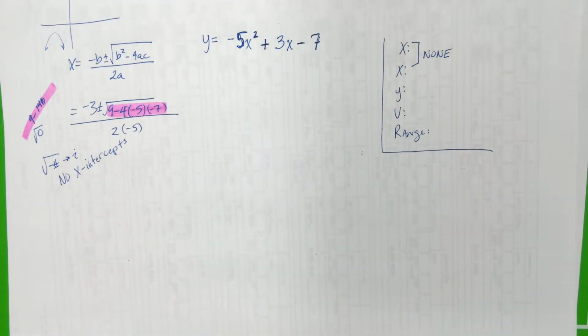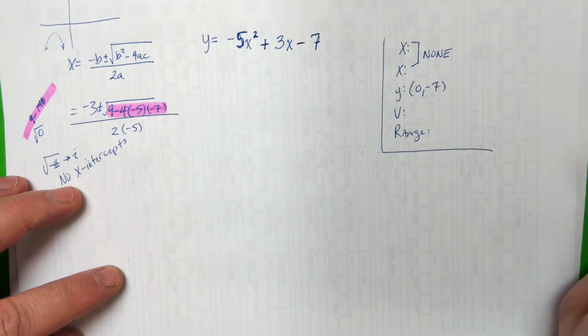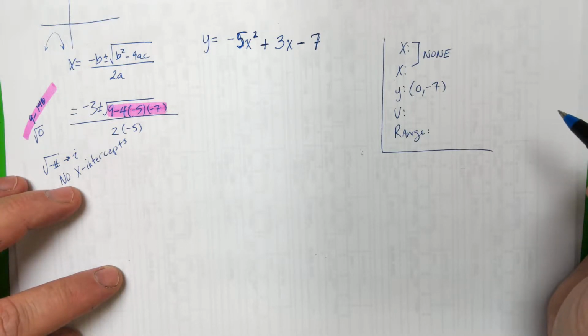Okay. Let's find the y-intercept. Would you guys agree with me that the y-intercept is negative 7? Yes. Okay. Now the vertex is ugly on this one. It is.